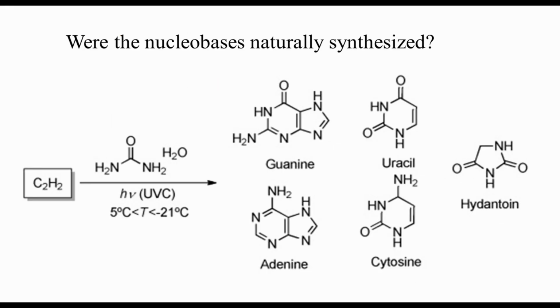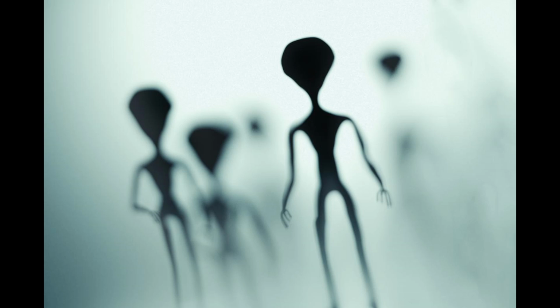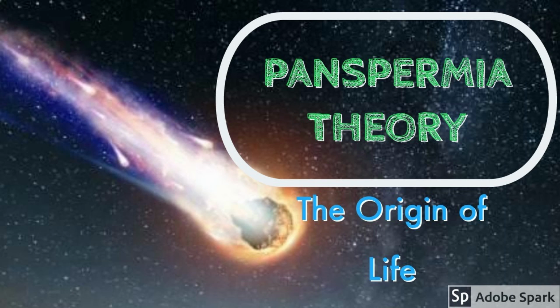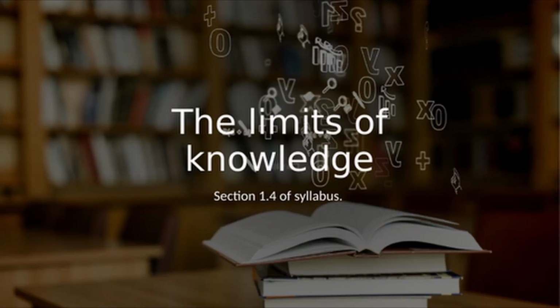Were they naturally synthesized? Are the organics evidence for extraterrestrial life? Is the Murchison meteorite a remnant of a planet with life that was blown to bits in an explosion 7 billion years ago? Do the organics present in the meteor lend credence to the panspermia theory that life was brought to Earth via meteors? Is this a limit on our ability to know the truth?